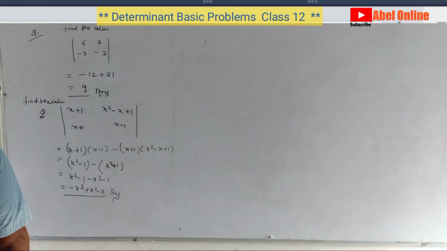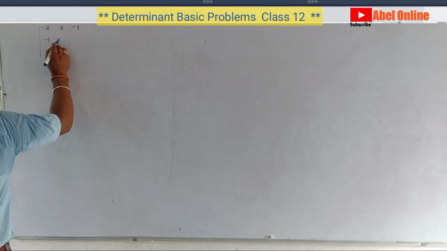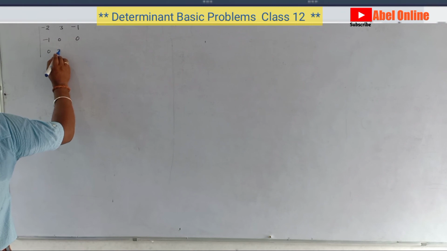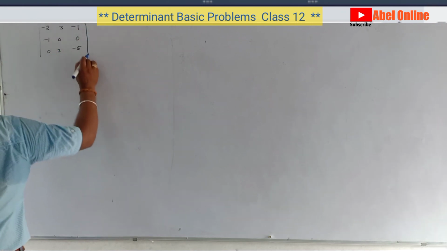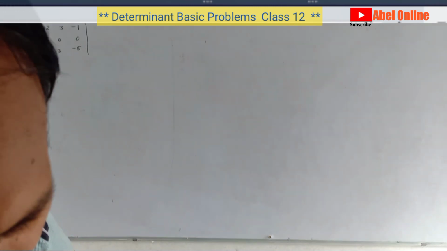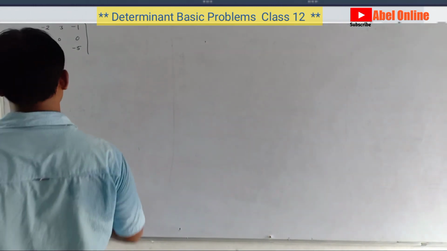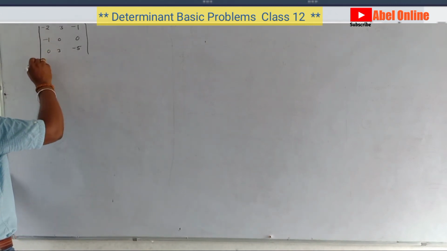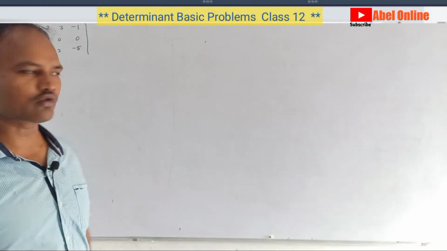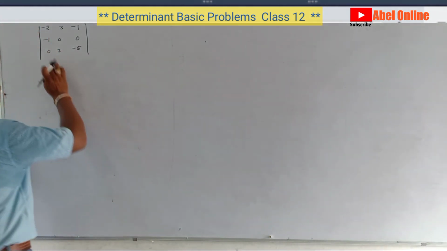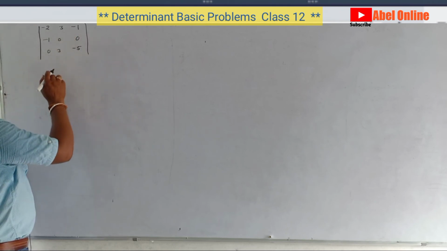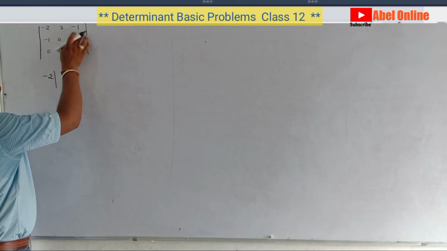So students, this is your question: minus 1, 0, 0, 0, 3, minus 5. What is the proper answer of this? If we are going to solve this determinant, you know very well that we have to open it by rows or columns. So we are going to open by the first row.